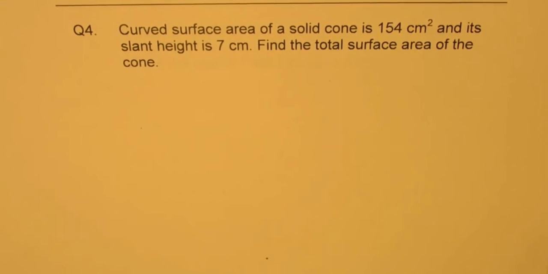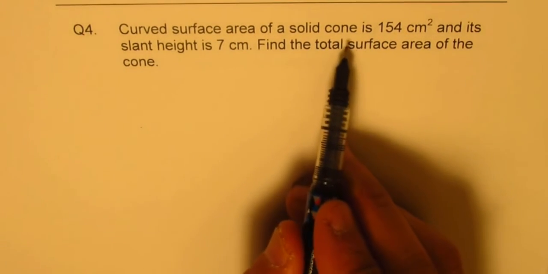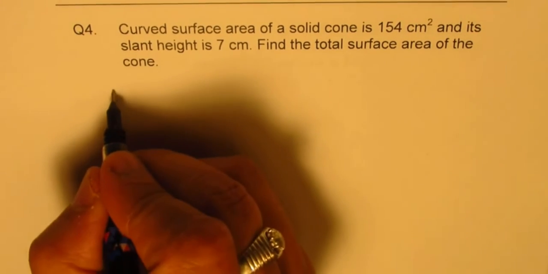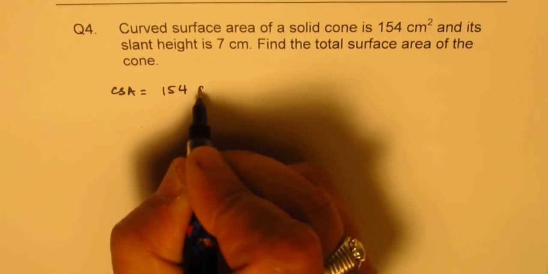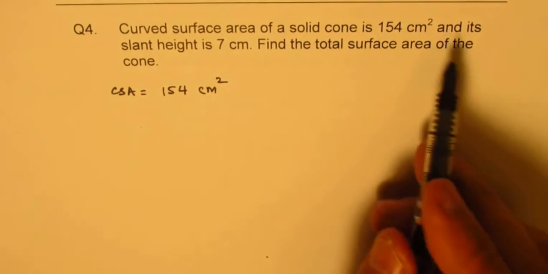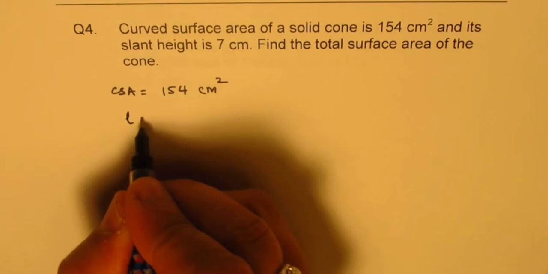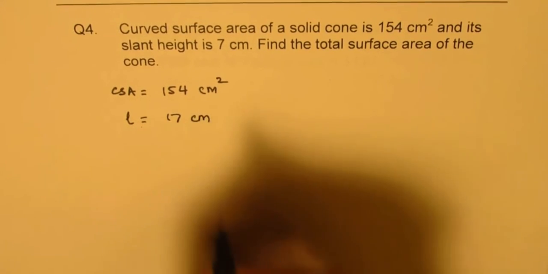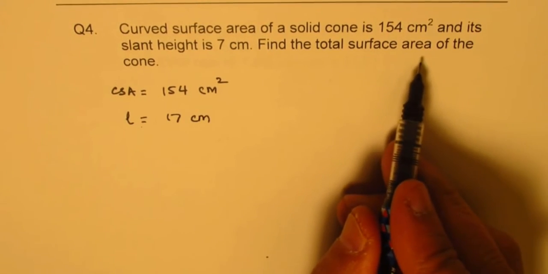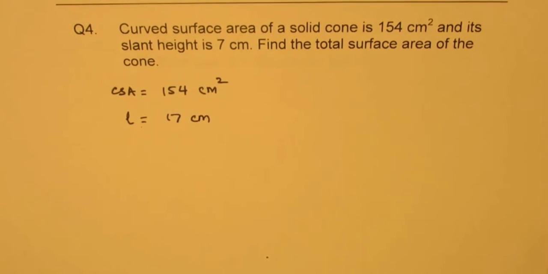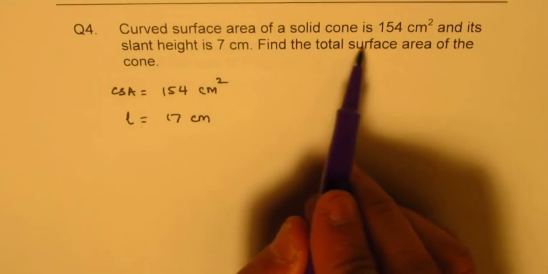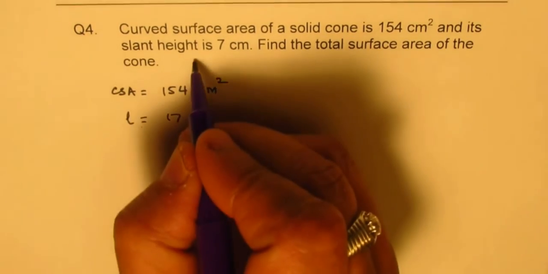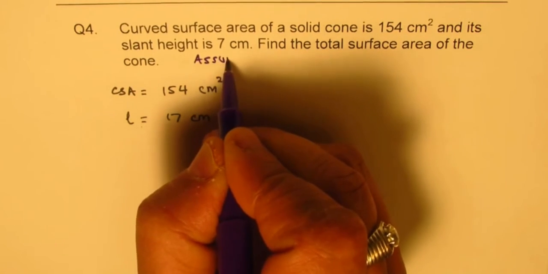Question number 4. The curved surface area of a solid cone is 154 centimeters square. So curved surface area is 154 centimeters square. And its slant height L is 17 centimeters. Find the total surface area of the cone. So total surface area of the cone. So what we are trying to say is curved surface area of a cone is this much, and we are assuming solid cone.